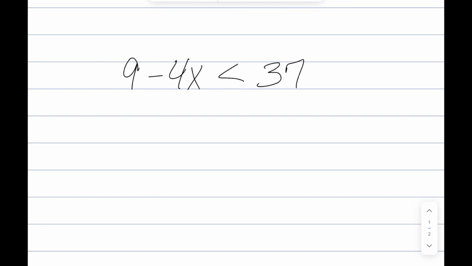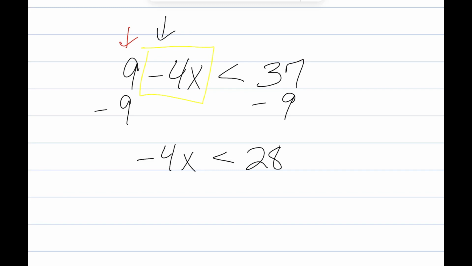When you're solving an inequality, you solve it exactly like you do an equation. You do all the steps. You simplify the left side, you simplify the right side. We want to get this variable term by itself. Remember that there's a minus in front of that, that's a minus 4x or a negative 4x. So we want to get that by itself, so I need to get rid of the positive 9. So I'm going to subtract 9 from both sides. That's going to give me negative 4x, don't forget the negative, is less than 28.